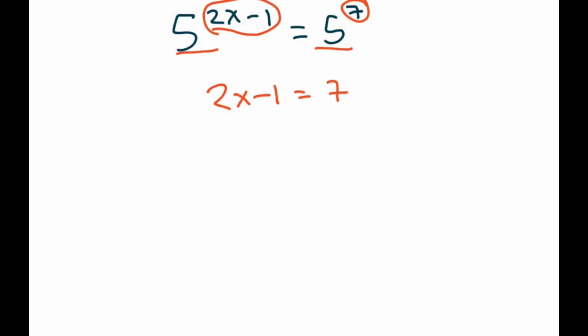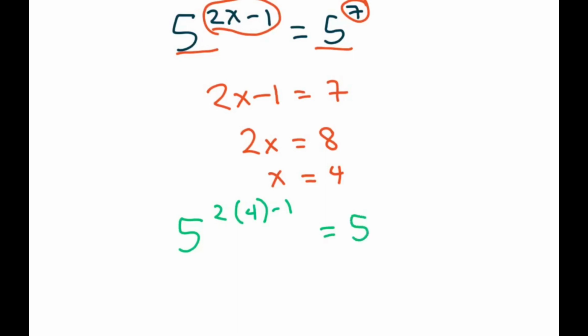So we're going to add 1 to both sides. So you get 2x equals 8. Divide both sides by 2, and you get x equals 4. Now you can plug it in and check. You get 5 to the 2 times 4 minus 1 power equals 5 to the 7. Well, this is 8 minus 1, so that's 5 to the 7th equals 5 to the 7th. So we already had our 5s matching, but we just had to have our exponents matching.